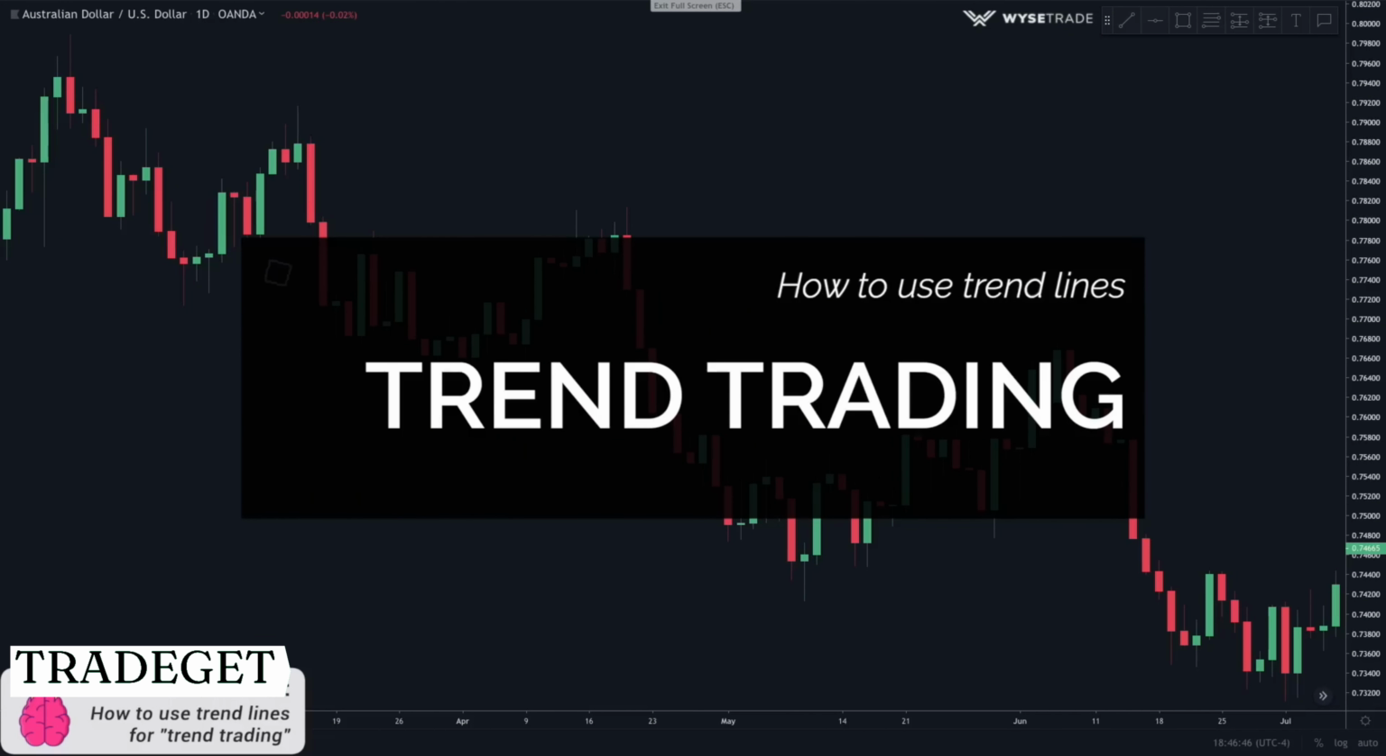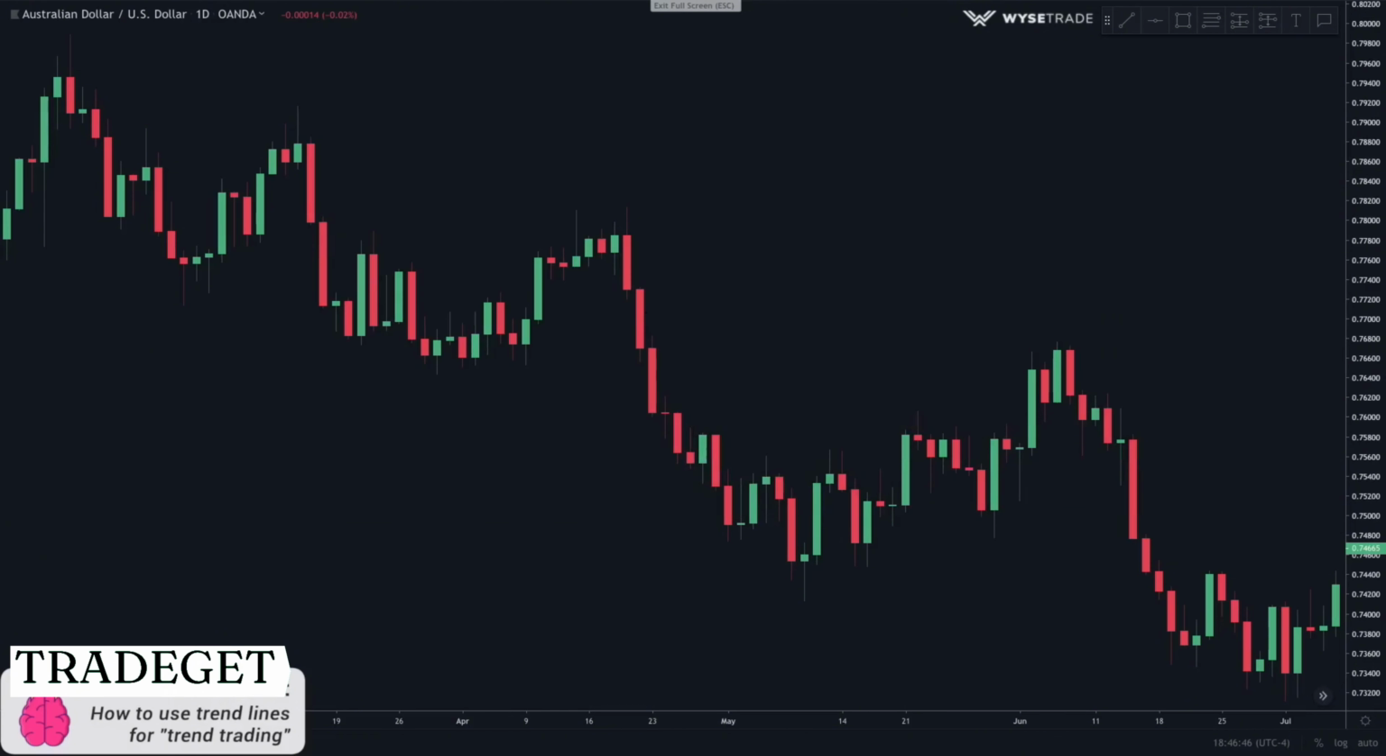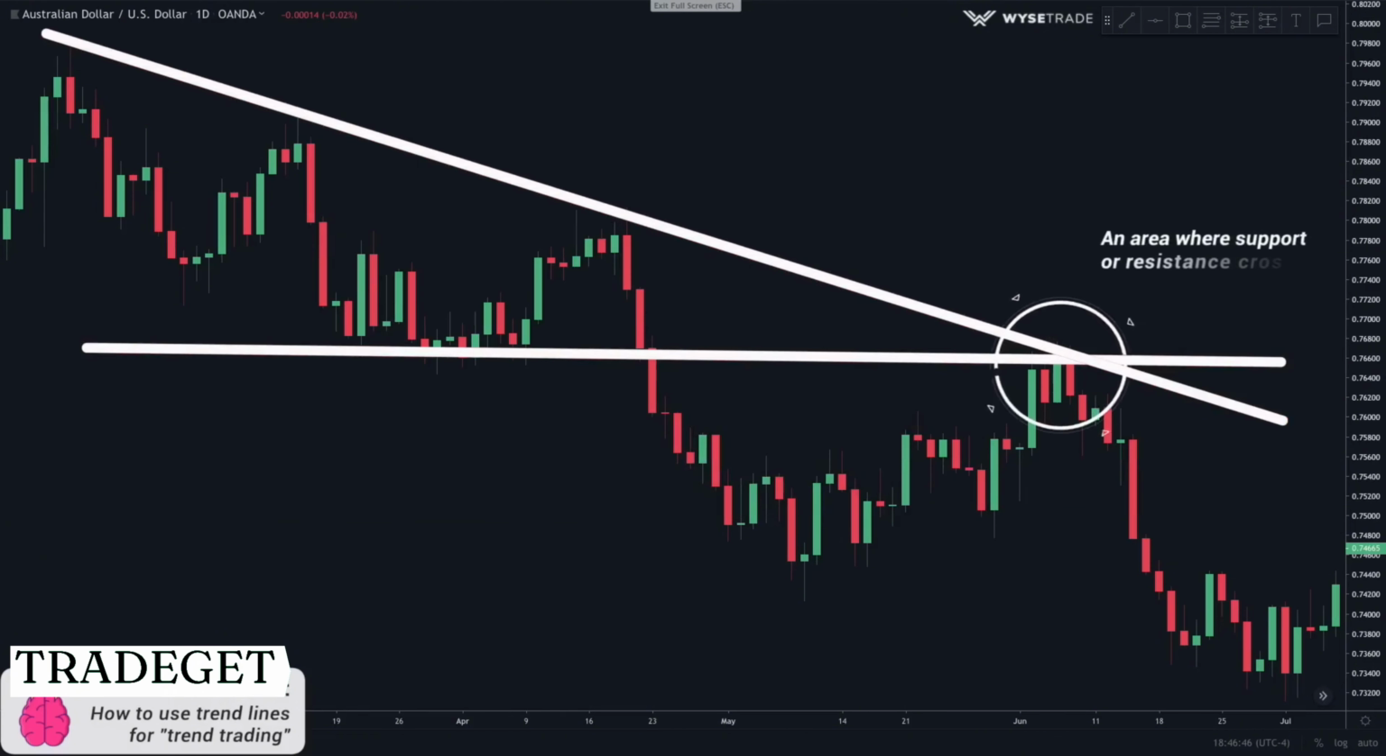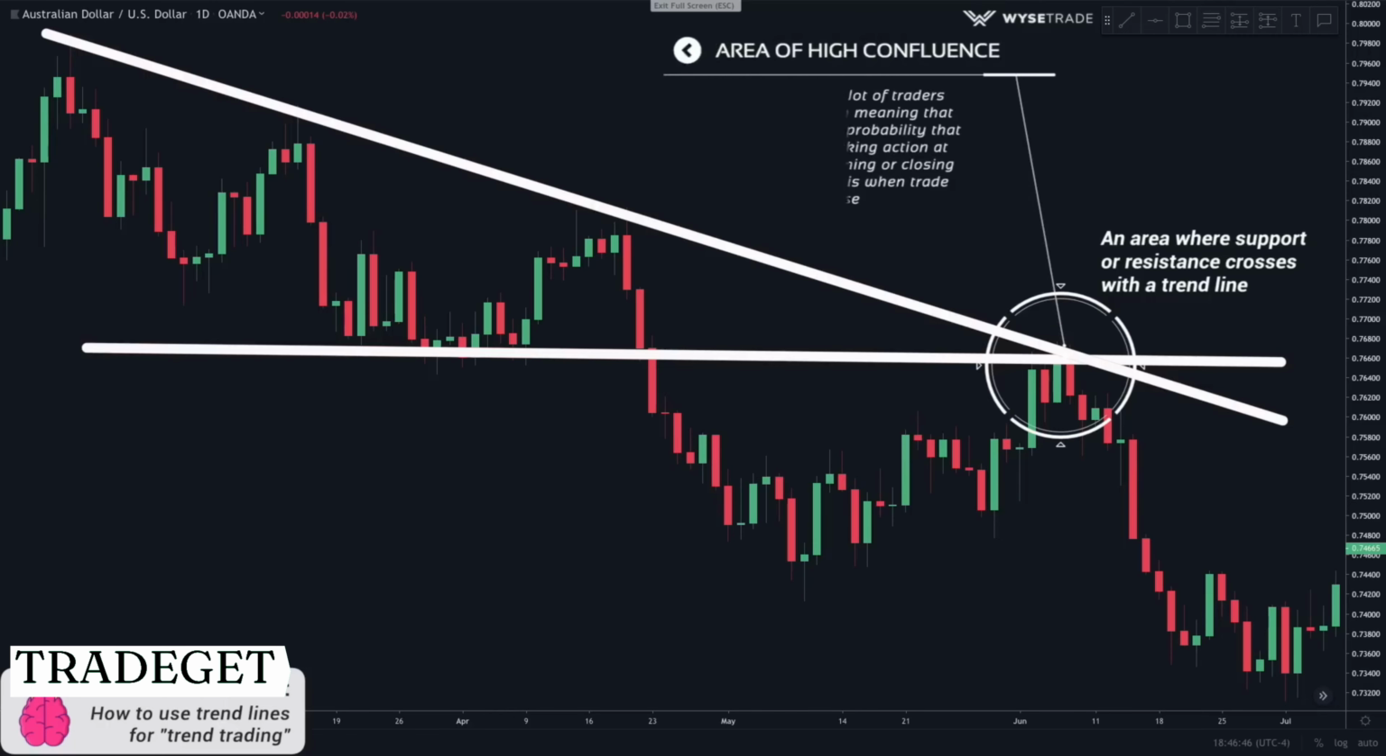Now, here is exactly what you want to look for when trend trading with trend lines, which is an area where support or resistance crosses with a trend line. This cross point is also what we call an area of high confluence. Now, an area of high confluence is an area where a lot of traders have their eye on, meaning that there is a higher probability that traders will be taking action at these areas, which is when trade opportunities arise.